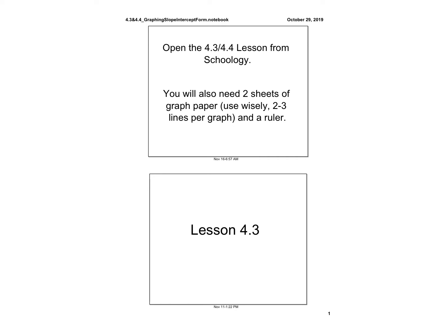You're going to need your notebook out and pencil and a ruler and a couple sheets of graph paper. So if you don't have all that, pause the video and get it. We're going to start with lesson 4.3, which is proportional relationships.